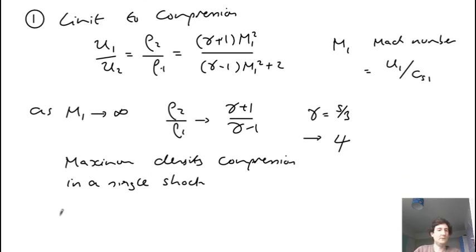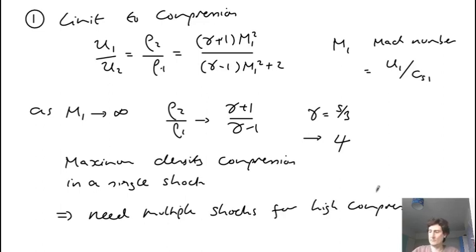And so therefore you need multiple shocks if you want to compress beyond just a factor of 4. So for example, in ICF, inertial confinement fusion, if you want to compress a capsule of fuel to very high densities, you need multiple shocks rather than just a single one, because one is limited by this ratio here.